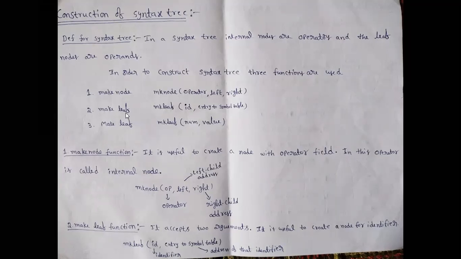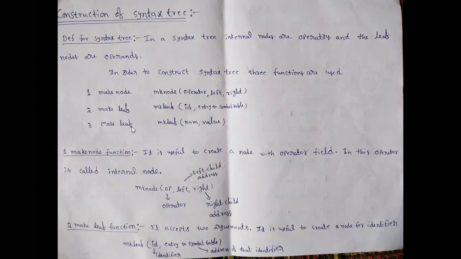And what is the make leaf? Make leaf means we have two functions. The first one is ID, an identifier, which is a variable value. ID means a variable value, and the other argument is the entry to the symbol table. So this is the second function. And what is the third function?